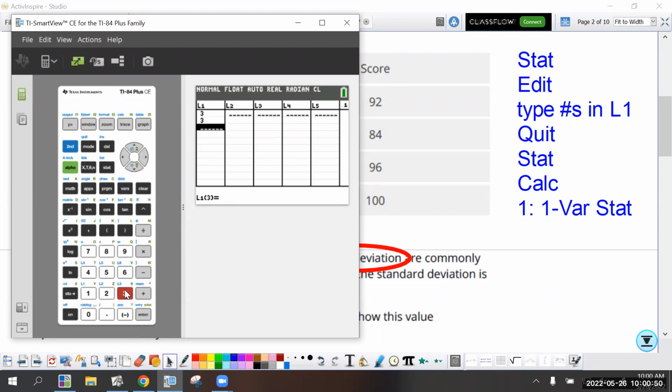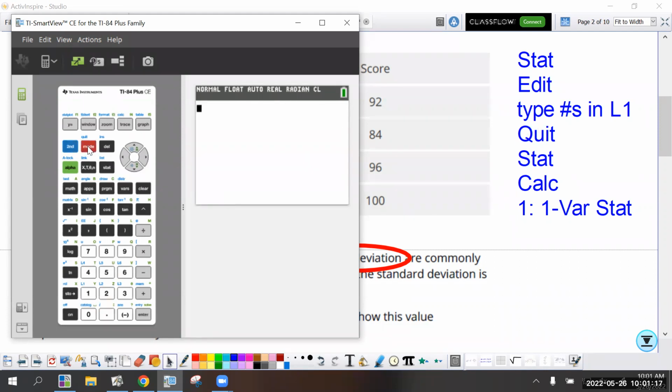Like, watch this. So I have these numbers. I don't want them there. I'm going to go up to the L1 and I hit clear, enter, and it gets rid of the prior data. All right, so we're going to type in the numbers. So 92, enter, 84, enter, 96, enter, 100, enter. And now we have to quit. So that's second mode. This gets us back to the calculate screen.